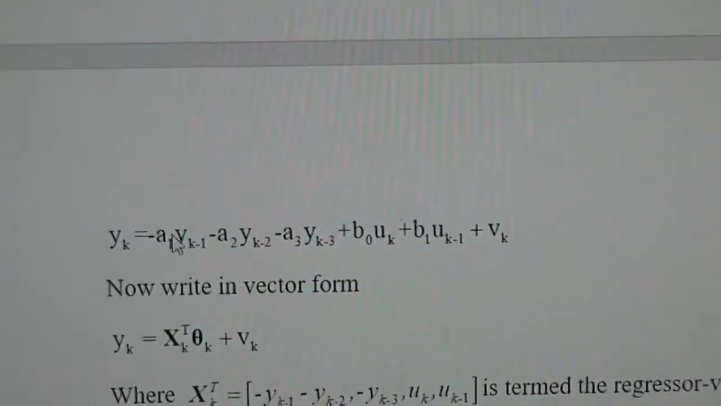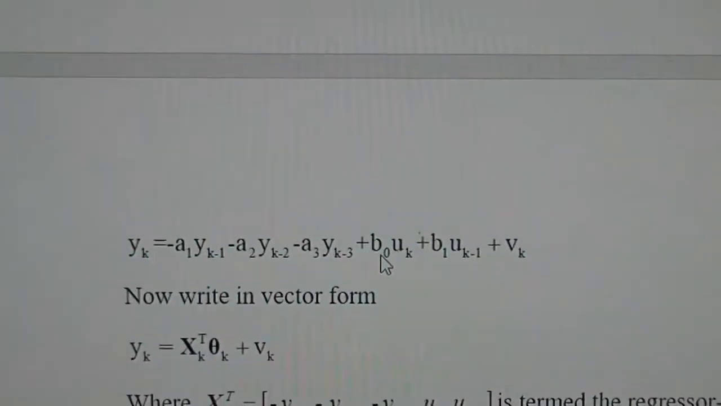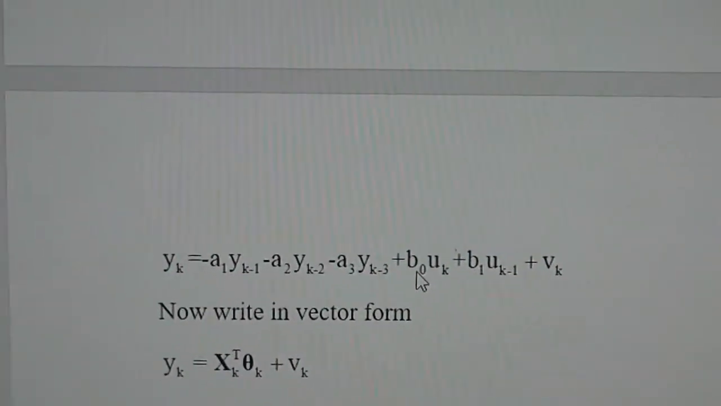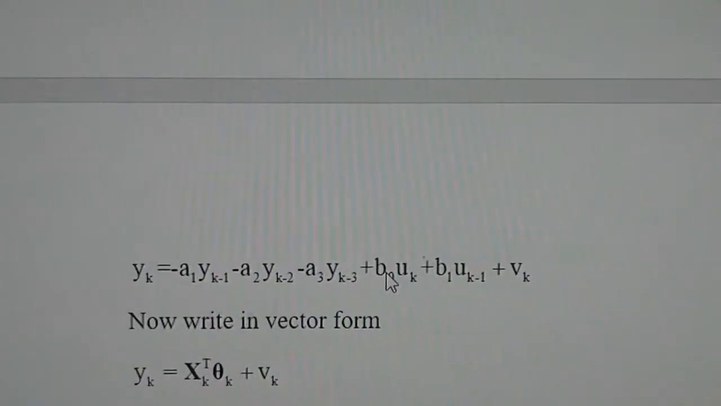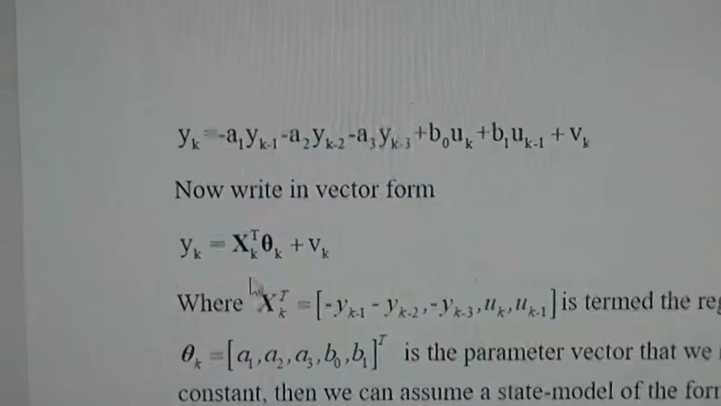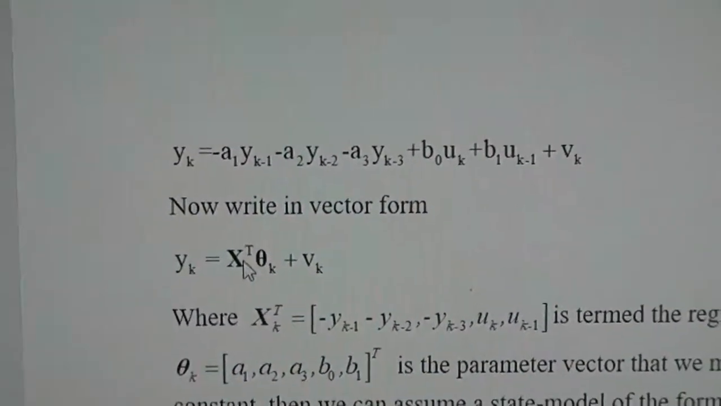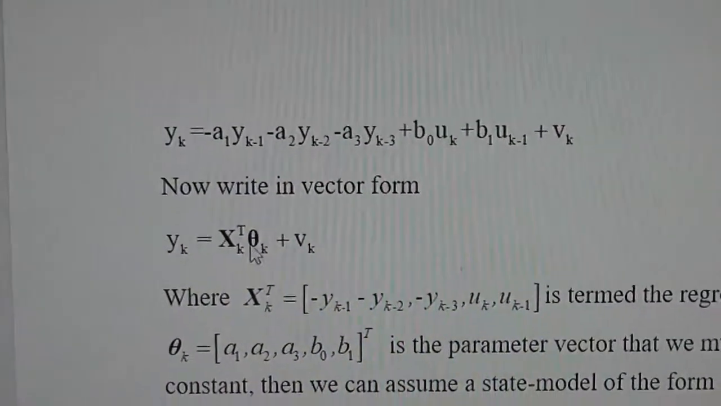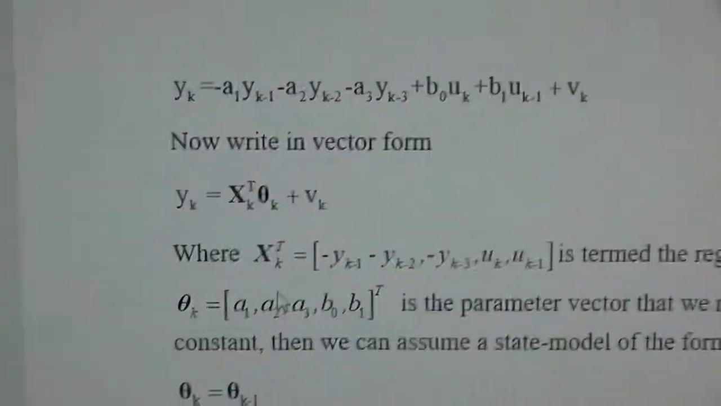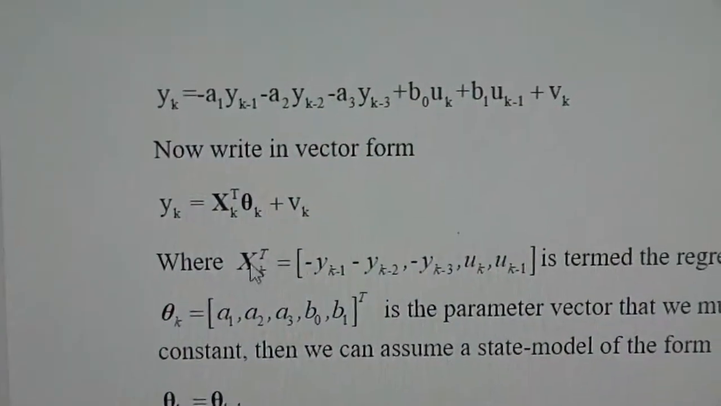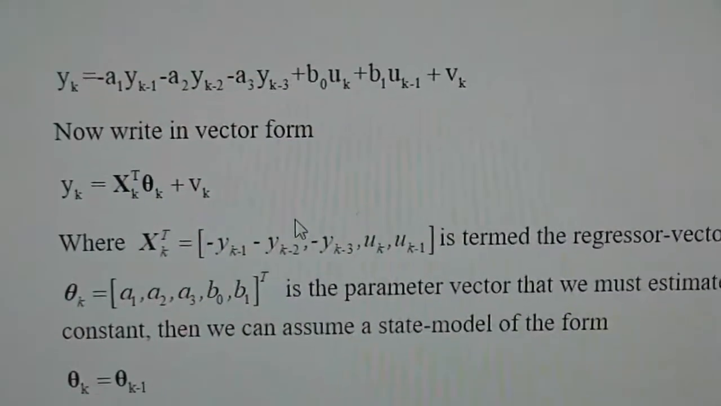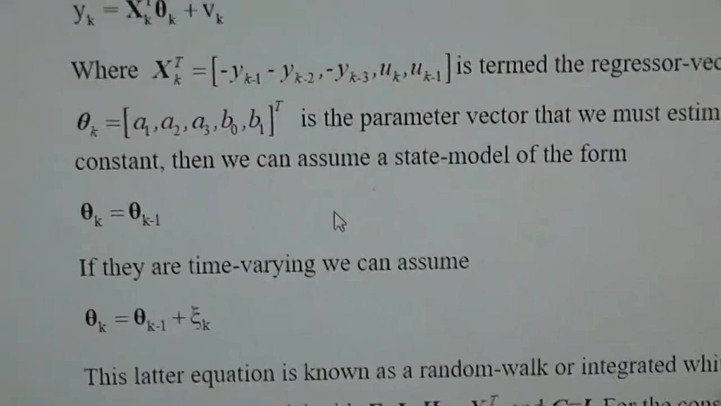And you can write it like this. It's often called an autoregressive moving average model, ARMA, in statistics. And you can write it in vector form, with theta as the unknown parameter vector, and x is the vector of regressors, of past values.